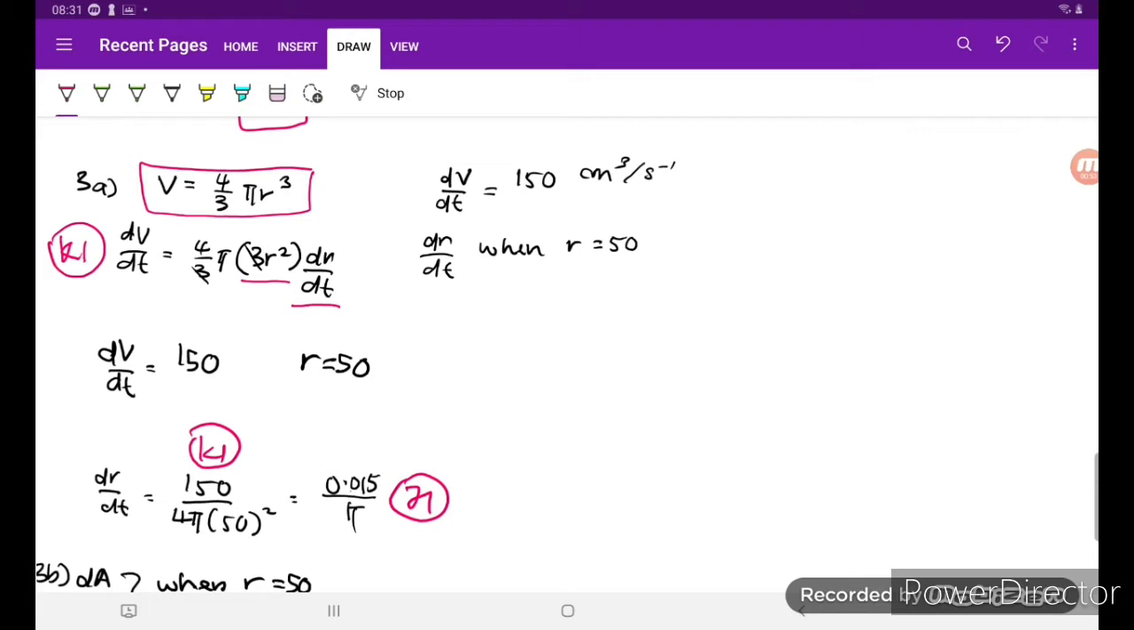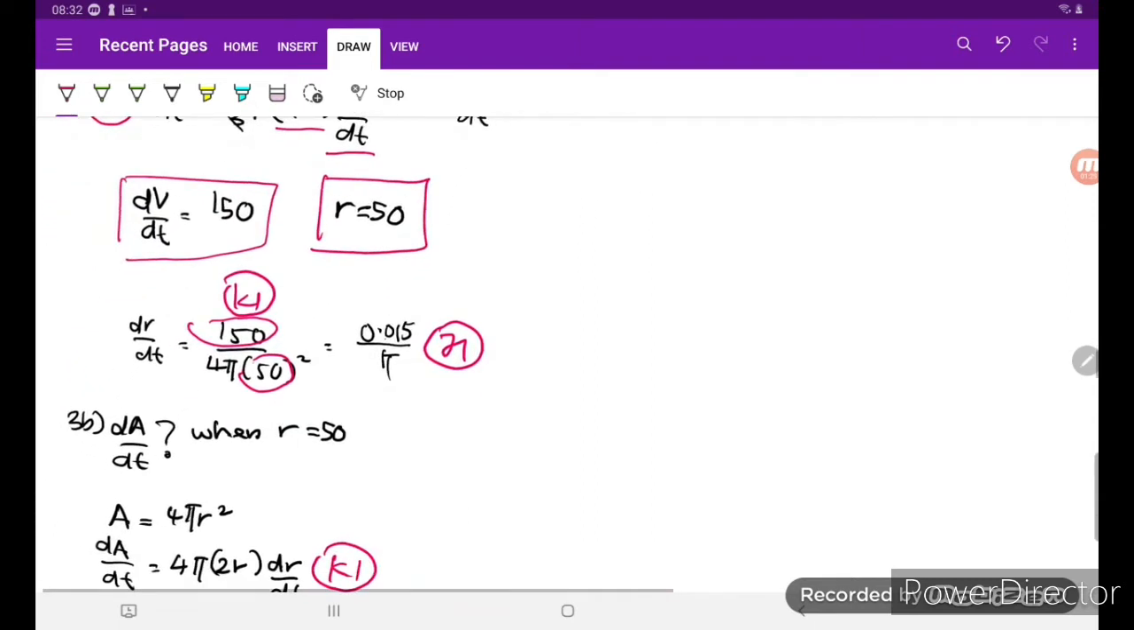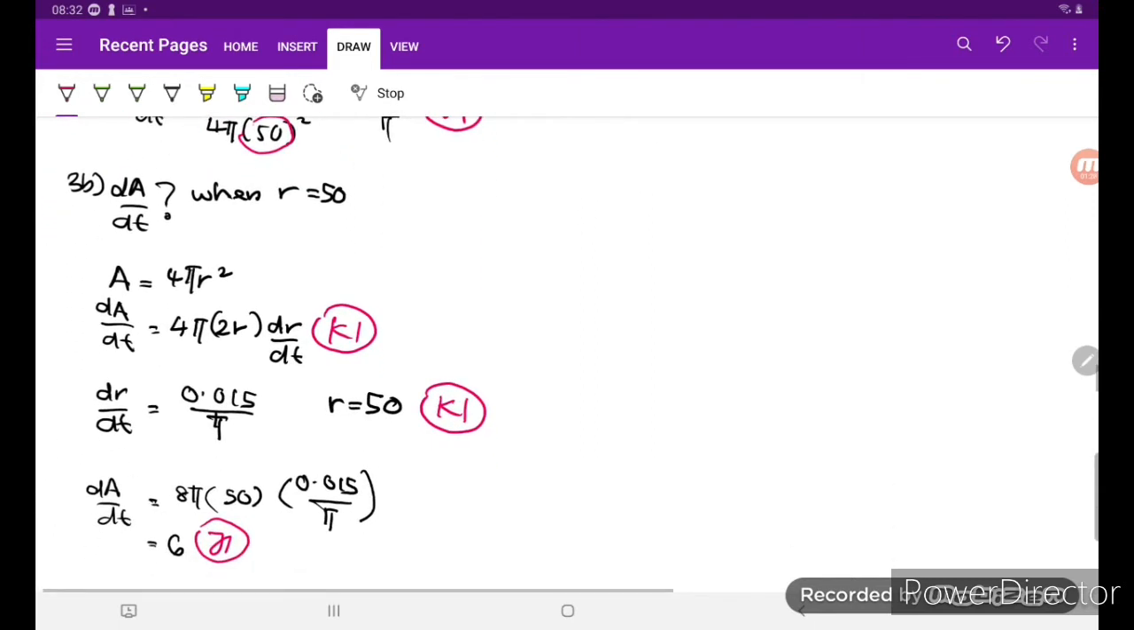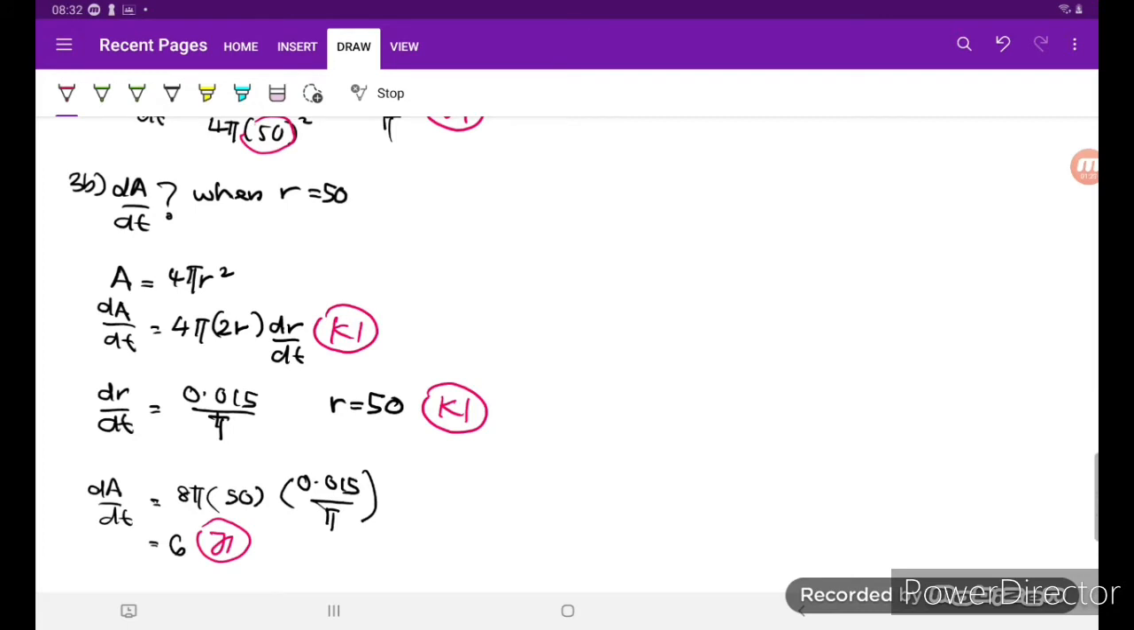Okay, and then given in the question is dv over dt is 150, and also in the question given r is 50. You substitute both here, you will get another mark k1, and then final answer is j1. So 3 marks altogether.